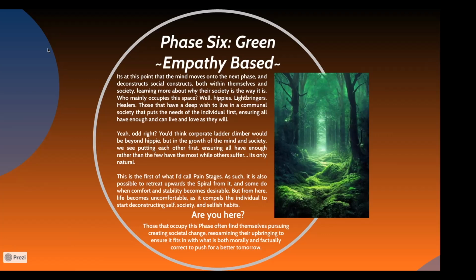This is what I'd call the first of the pain stages. So we've been in the comfort stages. Now we're in the pain stages. And I'll go into what the pain stages are in a minute. As such, it is also possible to retreat upwards the spiral away from this. So you can go back to orange and blue. You'll see, for example, a hippie parent who, once they have kids, decides, oh, I just need comfort. They move backwards and find themselves back in blue.